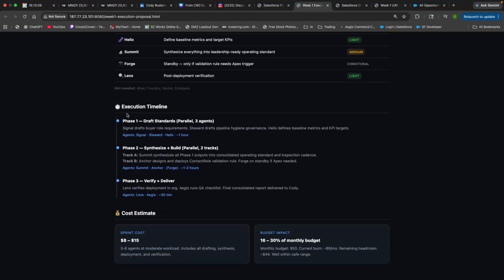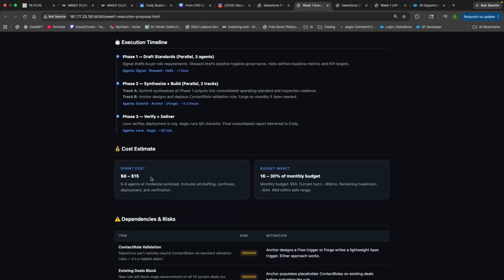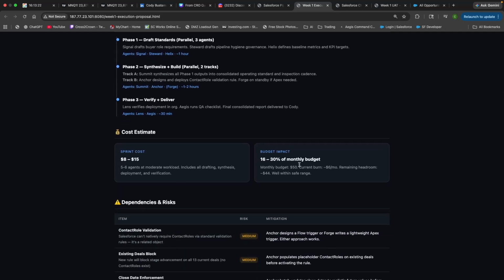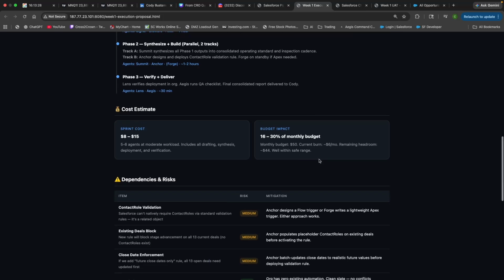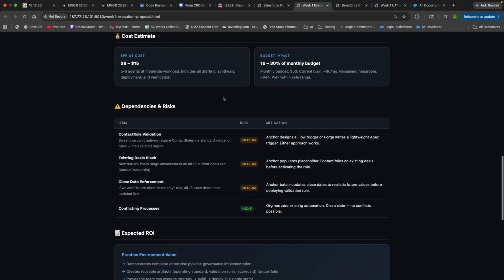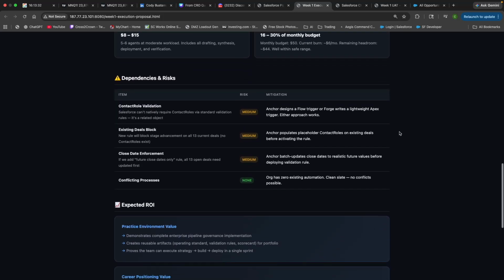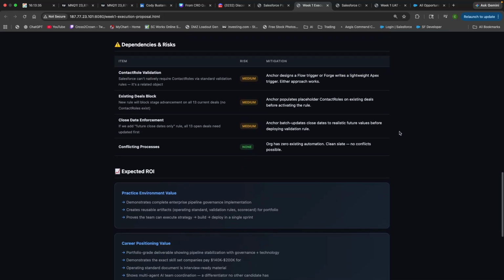So what Aegis is saying is that they want to do this in 3 phases. So draft the standards, then build, and then deliver, basically. Again, there's the cost estimate down here. But what's great is it also says, based on your monthly budget of $50, this is going to be potentially 30% of your budget, which is really nice to know, not just the cost, but the total budget percentage. Then it also identifies dependencies and risks and what it's going to do to mitigate that risk.